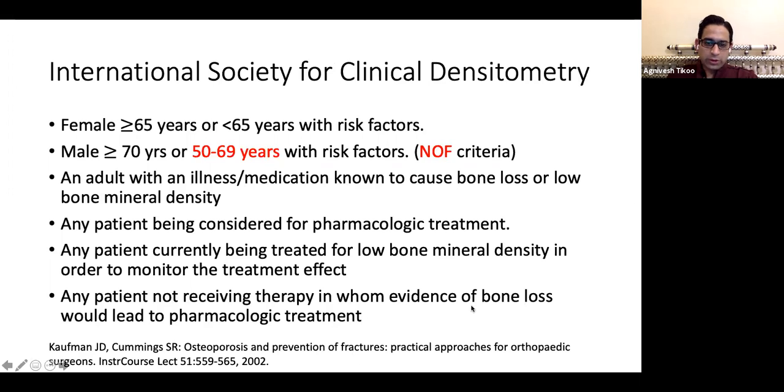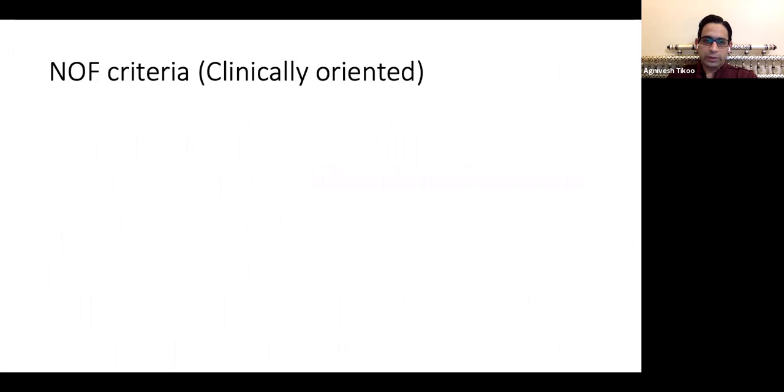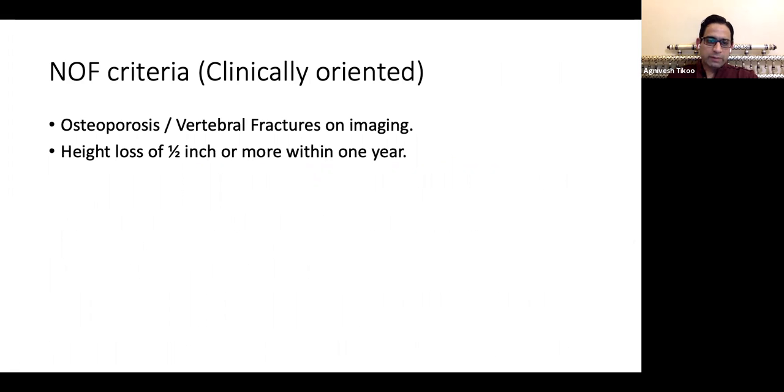So in any patient who is not receiving therapy and in whom the evidence of bone loss would lead to a therapy, that you do. Now, we were talking about the National Osteoporosis Foundation criteria. These are clinically oriented criteria. If you find osteoporosis and vertebral fractures on imaging, please get a DEXA done.